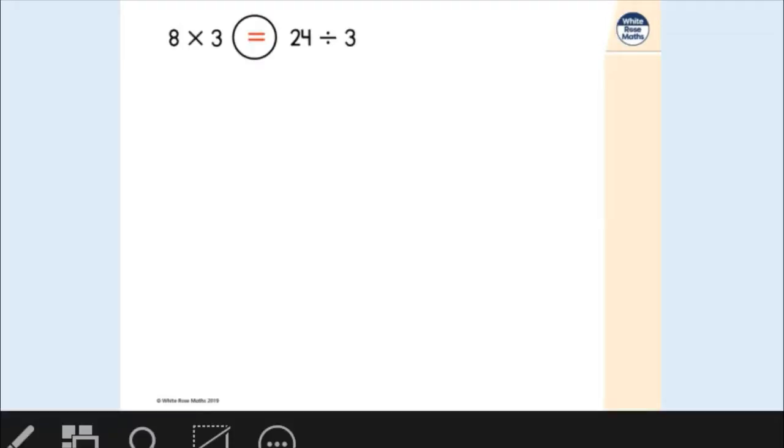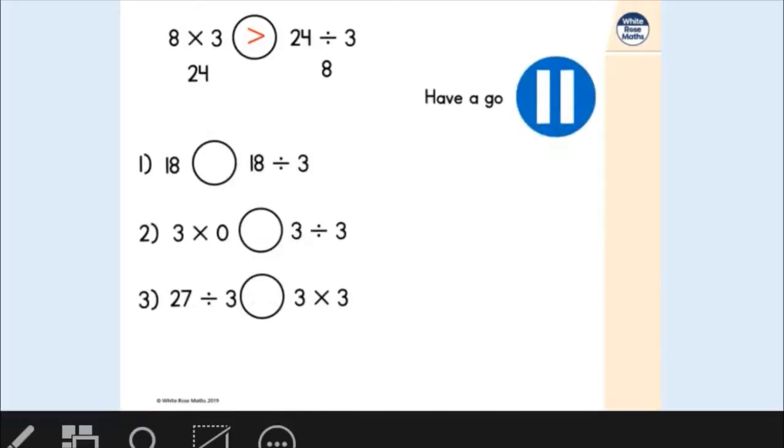But they've missed out, of course, that on the right hand side, we're being asked, what is 24 divided by 3? When I'm doing this type of question, what I do is I note down the answer to each calculation underneath to help me. So 8 times 3 is 24. What's 24 divided by 3? Well, that's 8. So then I can really clearly see, well, the greater number is on the left-hand side. So we need to show it like that. 8 times 3 is greater than 24 divided by 3. Okay. So there are 3 questions we have to have a go at. Pause the video, see how you get on.